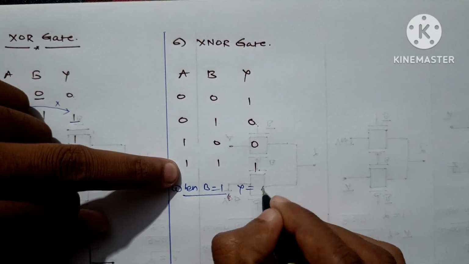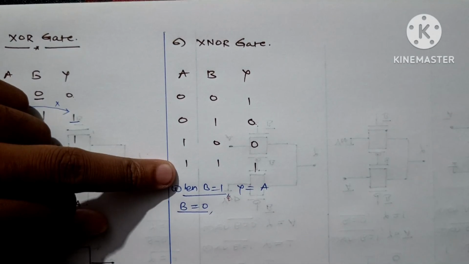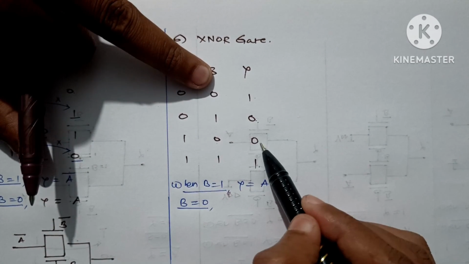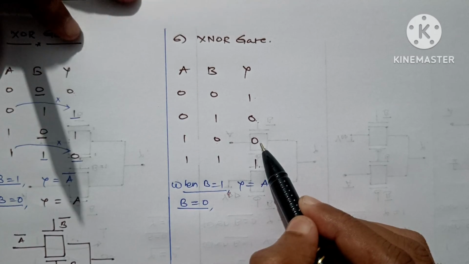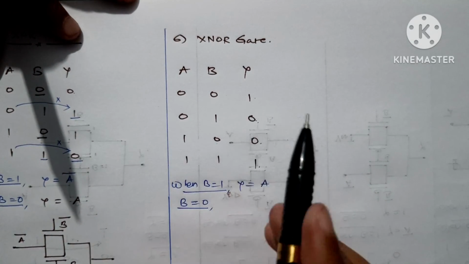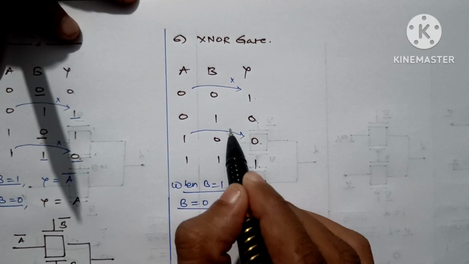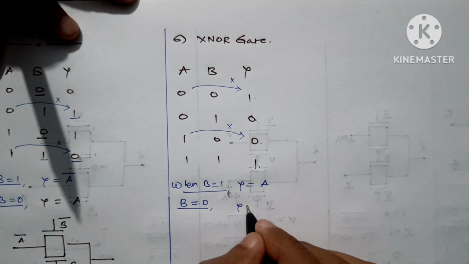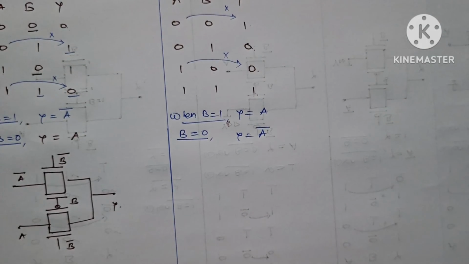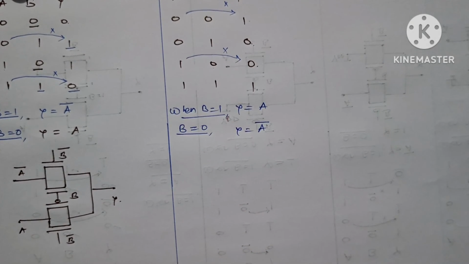So we can write Y is equal to A. The second combination is if B is 0. If you see, B is 0, here we are getting 1, and here we are getting 0. They are not fixed. That means it should be complement or same. Let's see, A 0 gives 1, so this is complementary. A 1 gives 0, this is complementary. So Y will be equal to A bar. So it seems it will be a simple inversion of our XOR gate.